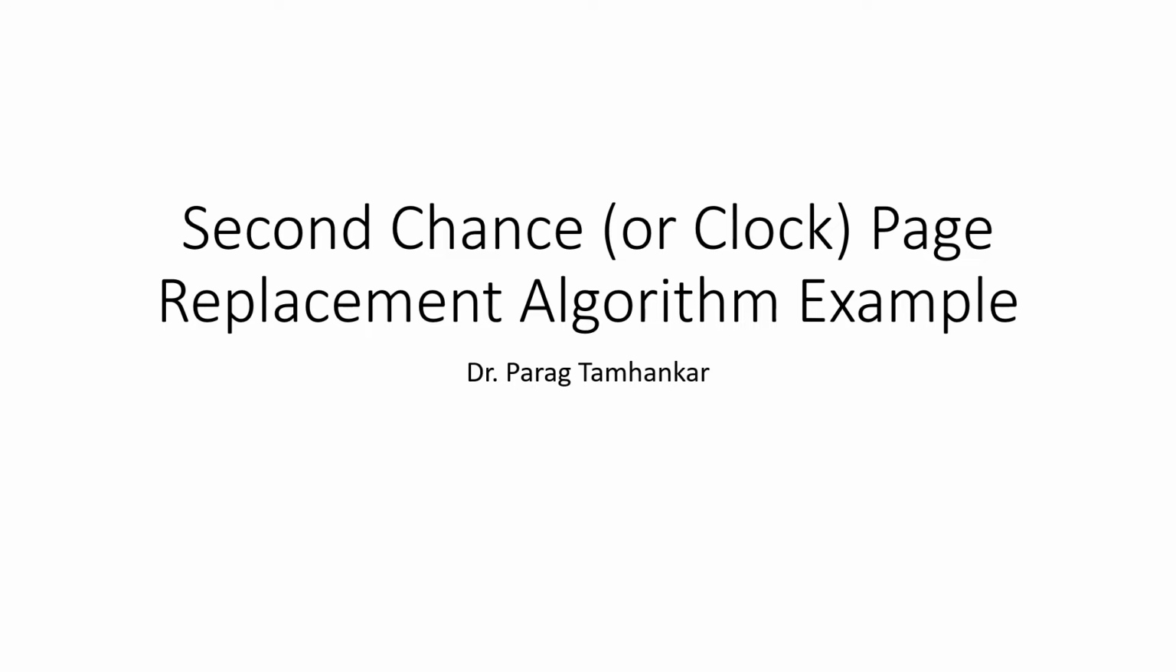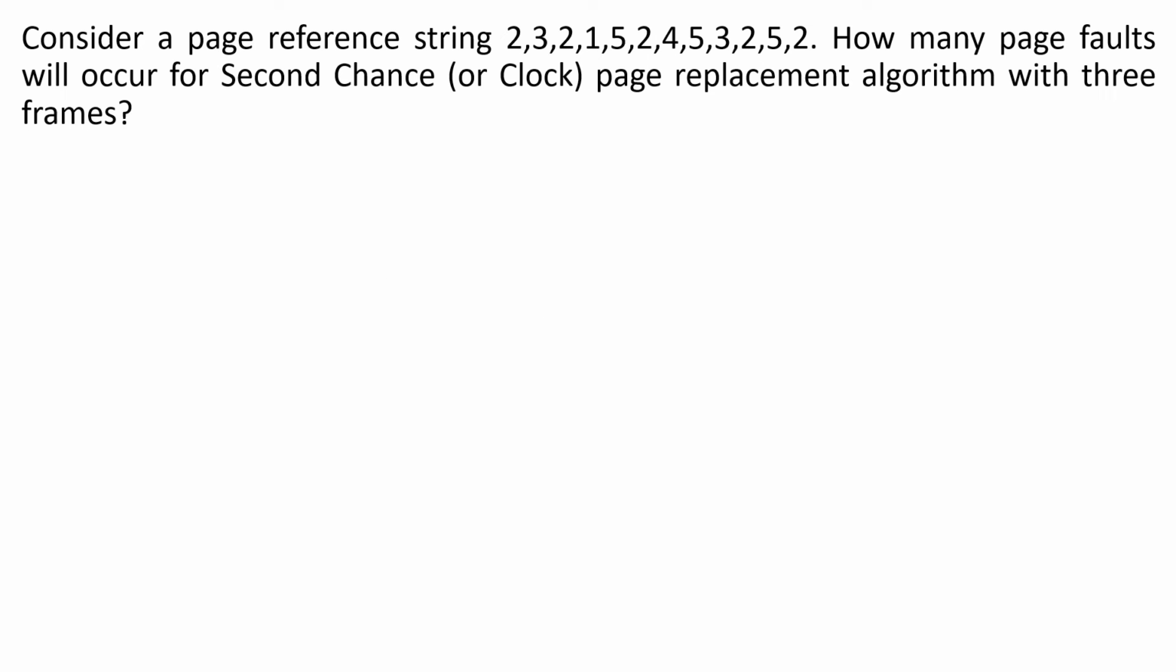Hello all. In this video, we will see the working of the second chance page replacement algorithm with the help of an example. This algorithm is also called the clock page replacement algorithm. So here is the question. Consider a page reference string. We want to know how many page faults would be incurred for the second chance or clock page replacement algorithm with a memory of 3 frames. So let me write the page reference string again.